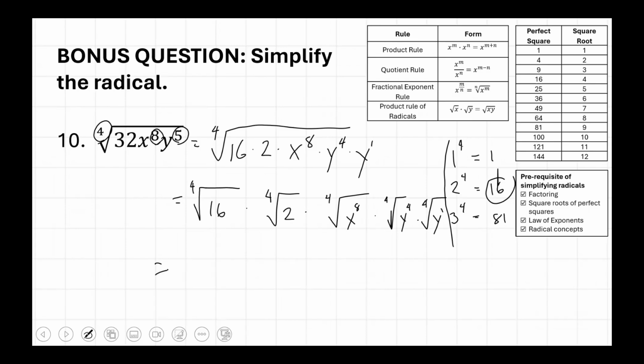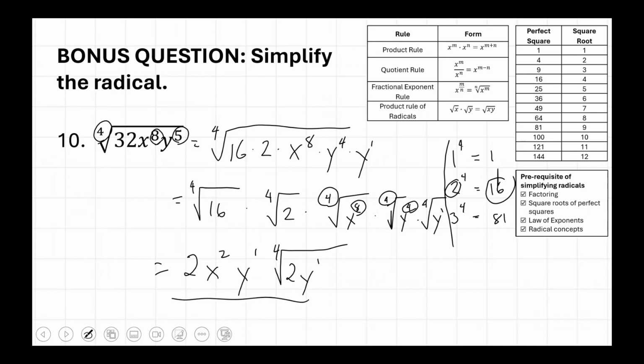So here we know that the fourth root of our 16 is 2. It goes outside the radical. Fourth root of 2 doesn't have any, but 8 divided by 4 is 2. So we rewrite x squared, and 4 divided by 4 is 1. So y raised to 1. Radical with an index of 4, we rewrite 2y^1. And this is your simplified form.